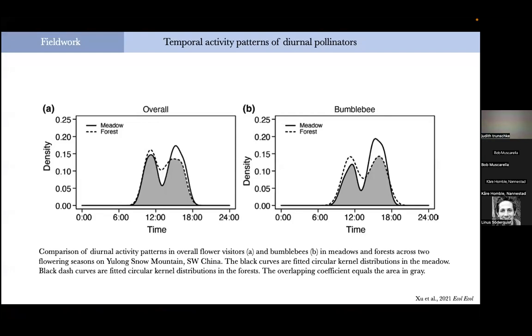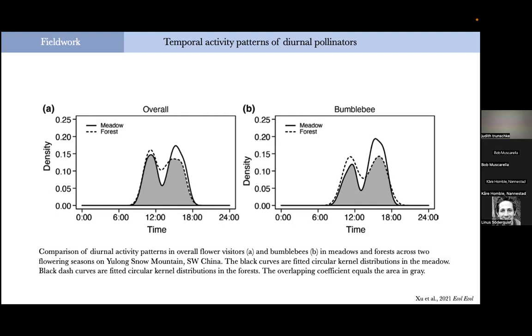What I want to show here is that there are actually 2 peaks we identified when in general pollinators are active, but also in particular bumblebees are active. So we followed flower visitor activities in the course of a whole day. Of course, several repetitions of days, and found that they peak in the early or in the mid-morning, like around 11 o'clock, and then in the afternoon around 3 o'clock again. And this holds true for forest and meadow habitats.